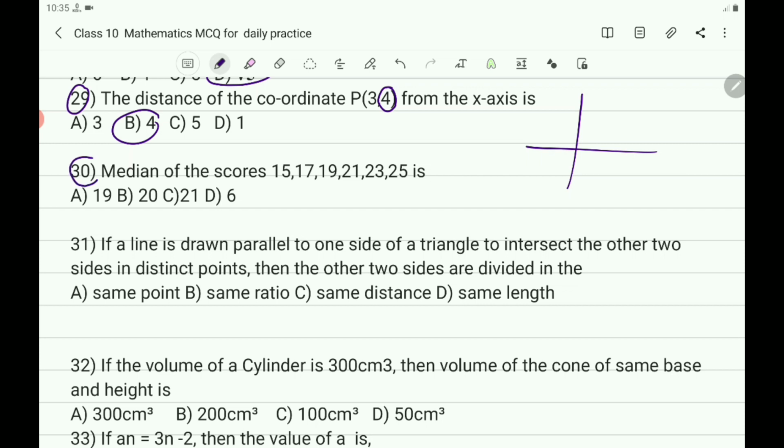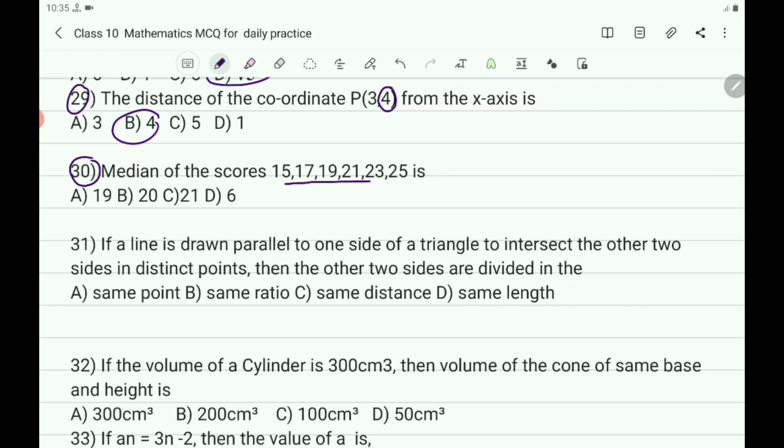And question number 30. Median of the scores 15, 17, 19, 21, 23, 25 is. First you arrange the scores in order. Yes, they are in order: 15, 17, 19, 21, 23, 25. They are in increasing order, so any one order is enough here. So which comes in the middle here?